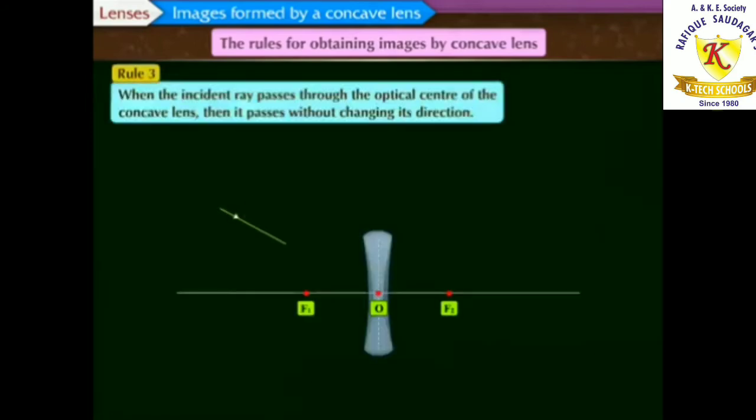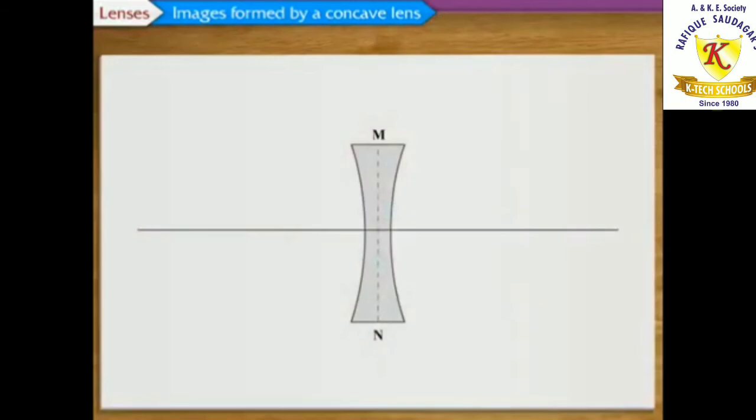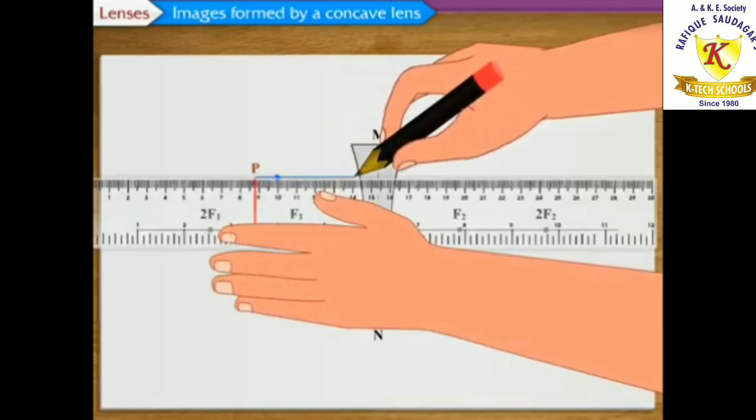Rule number 3. When the incident ray passes through the optical center of the concave lens, then it passes without changing its direction. So these are the rules for obtaining images by a concave lens. This is a concave lens MN with optical center O. F1 and F2 are the foci. Now an object is drawn. PQ is placed between F1 and 2F1 in front of the concave lens.